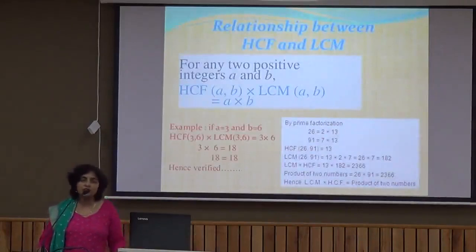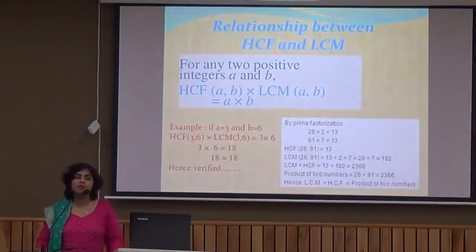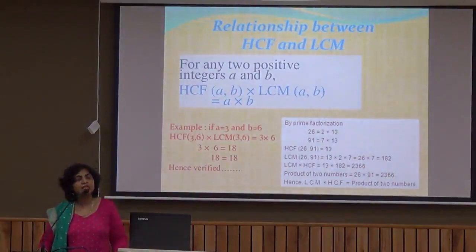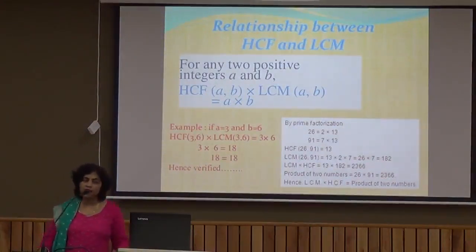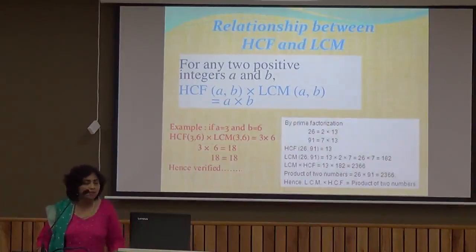Now there is a relationship between the HCF and LCM of two numbers, and it says that the product of two numbers is equal to the product of their HCF and LCM. So if we take two numbers A and B, HCF of A and B into LCM of A and B is equal to the product of A and B. We see an example: 26 is 2 into 13 and 91 is 7 into 13. Its HCF is 13 and LCM is 182.